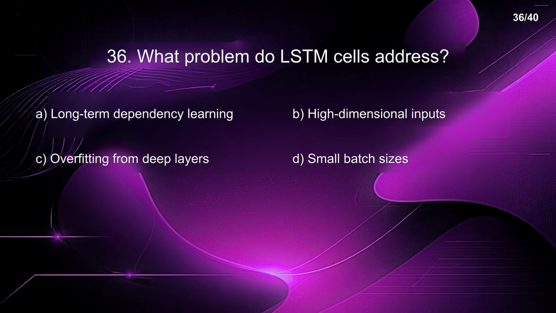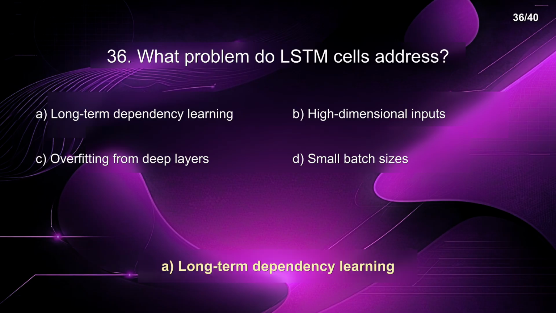36th question. What problem do LSTM cells address? A. Long-term dependency learning. B. High-dimensional inputs. C. Overfitting from deep layers. D. Small batch sizes. Correct answer is A. Long-term dependency learning.